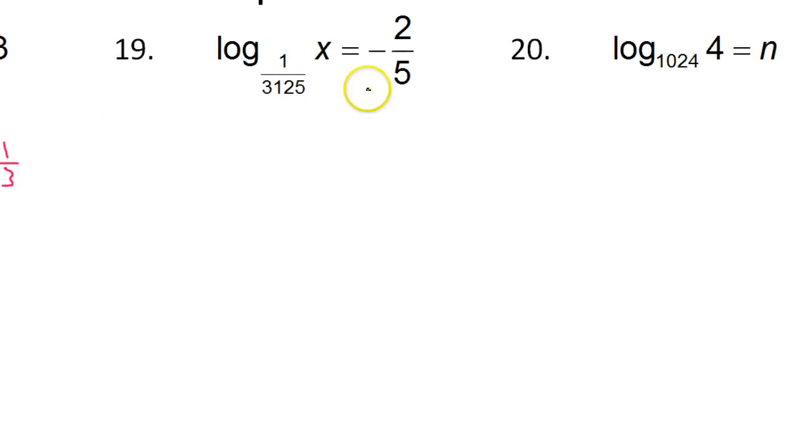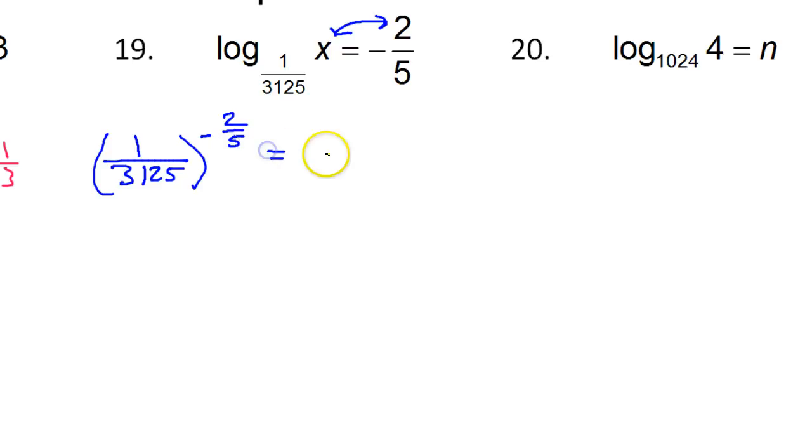Now, number 19. Let's do the same thing. Let's write this in the other form. Now, this is the base, so always start with the base. So that means 1/3125 is the base. Okay, now these two guys are going to switch places, basically. So I'm going to have negative 2/5 power equals that x. Okay, now x is by itself, so all I have to do is simplify this.